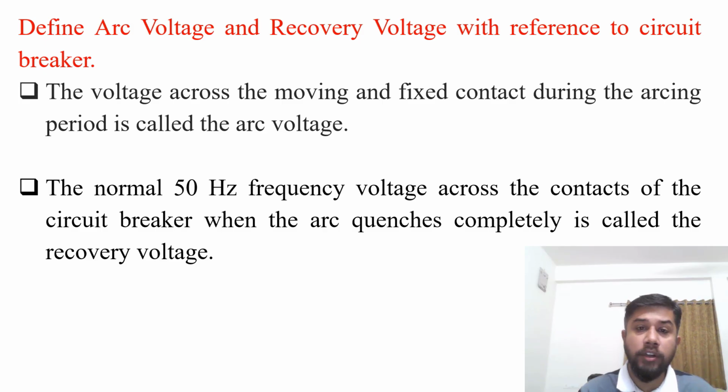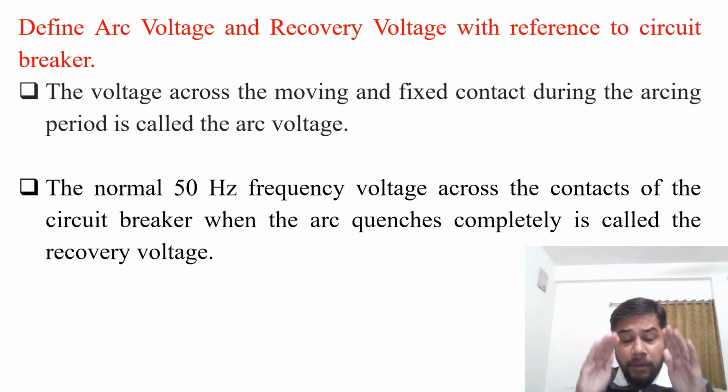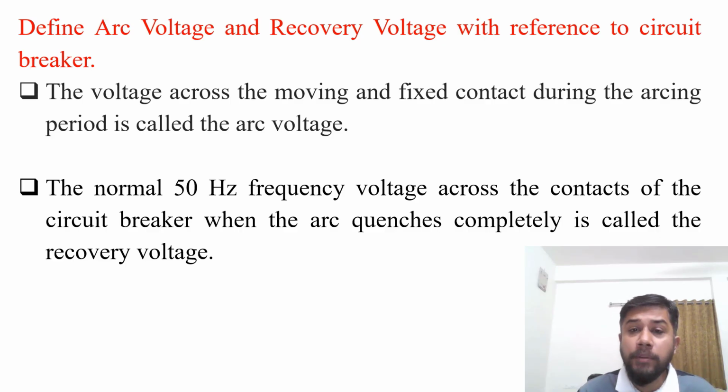Define arc voltage and recovery voltage with reference to circuit breaker. The voltage across the moving and fixed contacts during the arcing period is called arc voltage. And the normal 50 Hz frequency voltage across the contacts of the breaker when the arc quenches, meaning the arc is completely extinct, is called the recovery voltage. So this is the definition of arc voltage and recovery voltage with reference to circuit breaker.